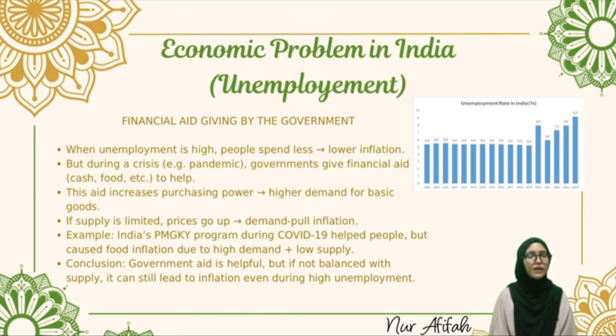This shows that giving financial help during unemployment is good, but if supply can't keep up, it may still lead to rising prices. So, unemployment in India caused the government to support people with aid, but because of low supply, this also caused inflation. That's why it's important to balance financial aid with good supply and production.